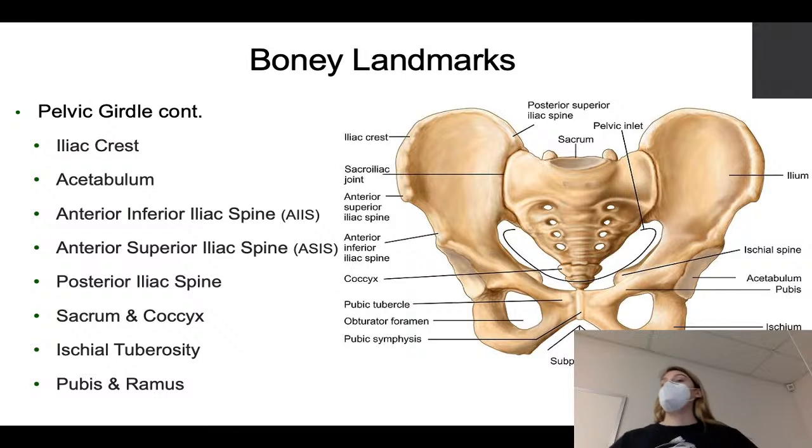So there's a lot of bony anatomy, bony landmarks for the pelvic girdle. Pelvic girdle continued. There's a lot of stuff to learn on this one. Starting out with the iliac crest. The iliac crest is right here. It is the whole top of that ilium. If you put your hands on your hips, that's your iliac crest. Everything you feel when you put your hands on your hips. So this whole region, this very top spot, is your iliac crest. Top of the ilium.